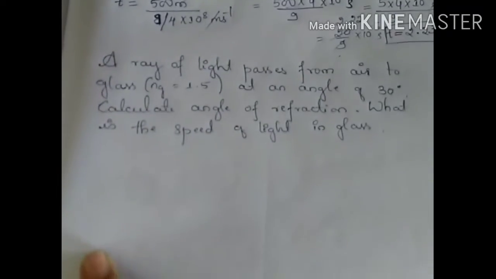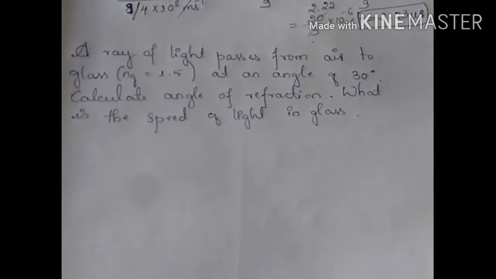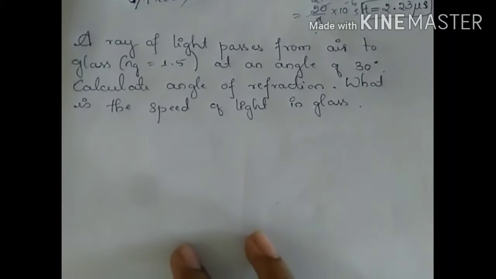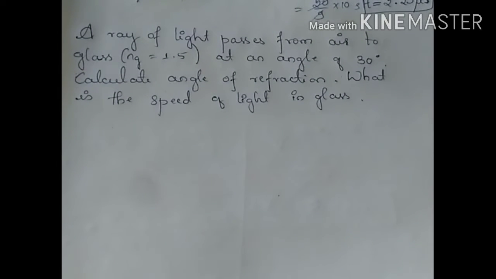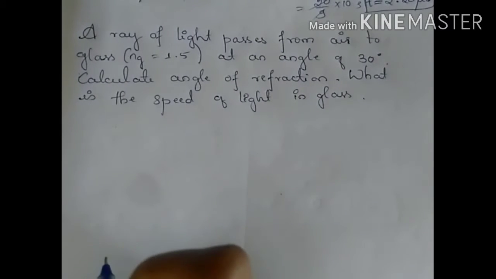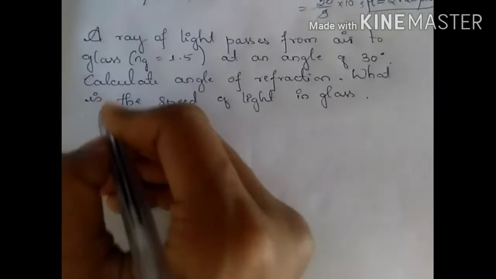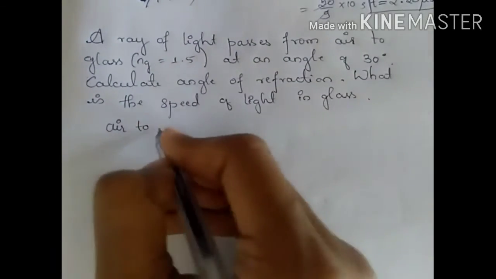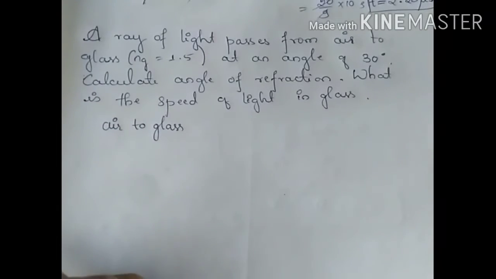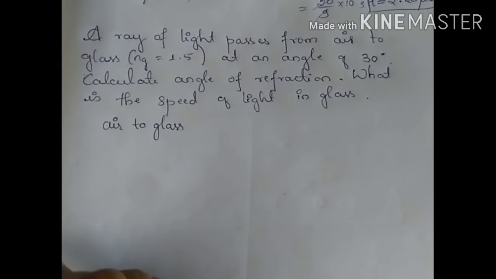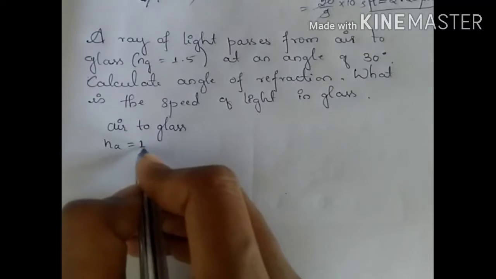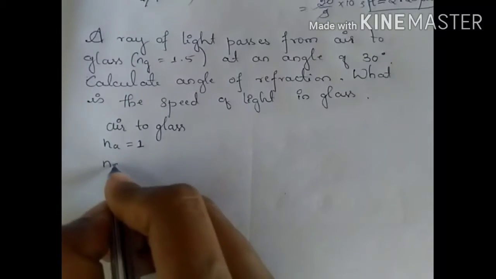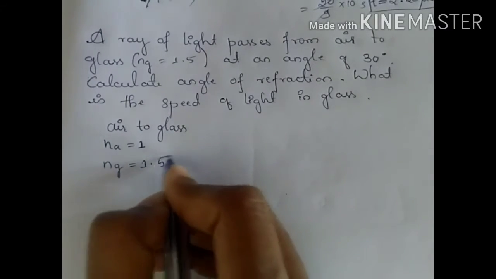So here is the question. The question reads, a ray of light passes from air to glass at an angle of 30 degrees. Calculate the angle of refraction and what is the speed of light in glass. So the light is traveling from where to where? It is traveling from air to glass. Now the refractive index of air is 1 and the refractive index of glass is given. It is 1.5.